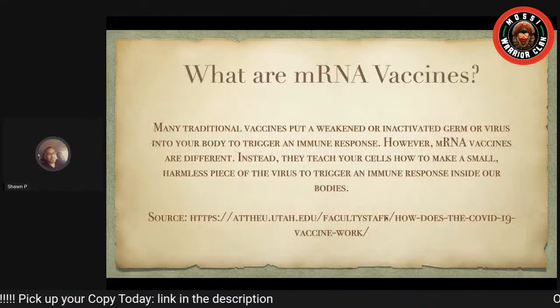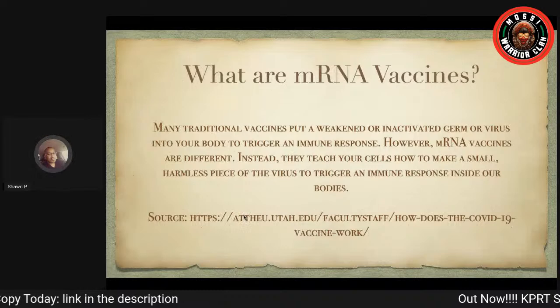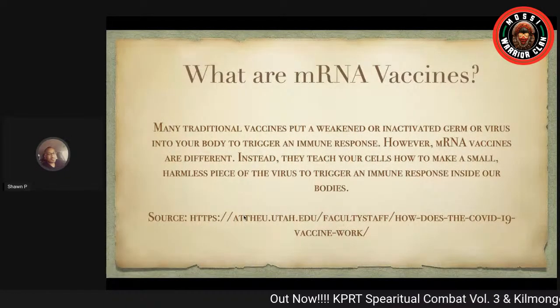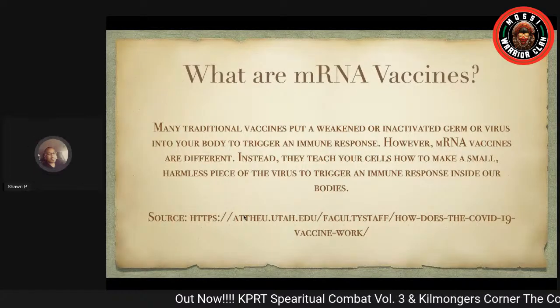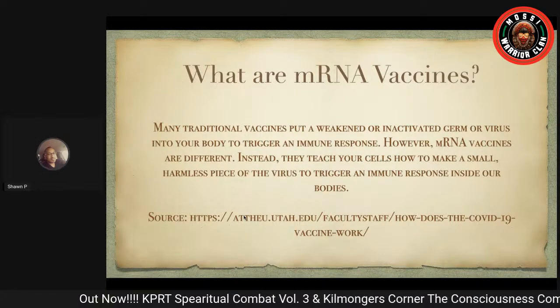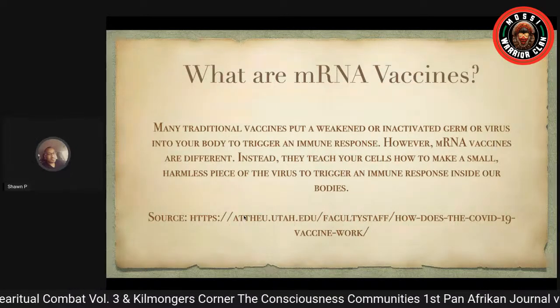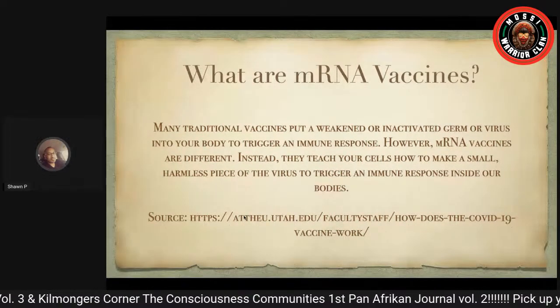Now, what are mRNA vaccines? Many traditional vaccines put a weakened or inactivated germ or virus into your body to trigger an immune response. However, mRNA vaccines are different. Instead, they teach your cells how to make a small, harmless piece of the virus to trigger an immune response inside our bodies.